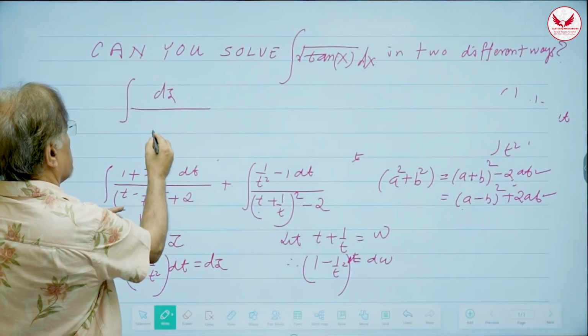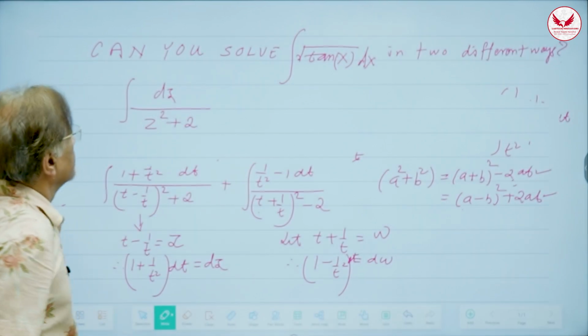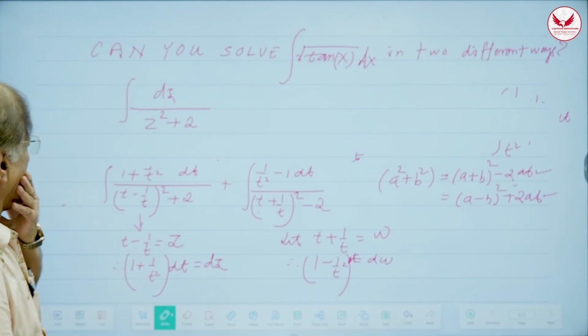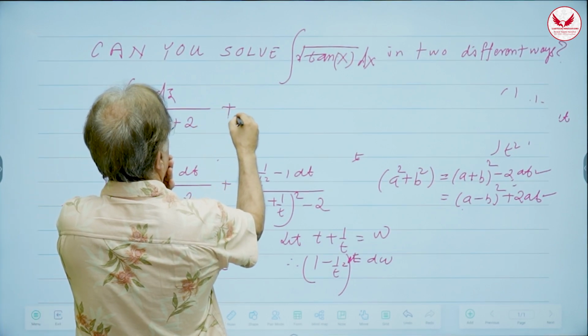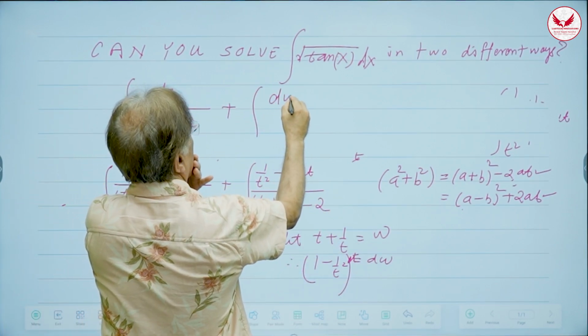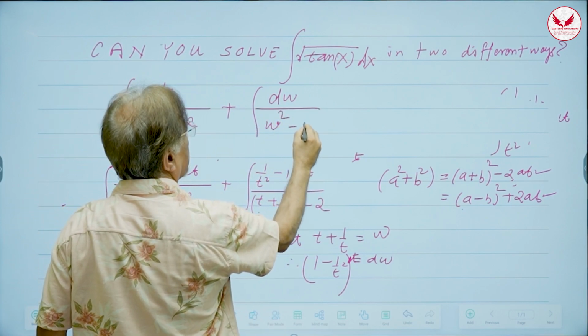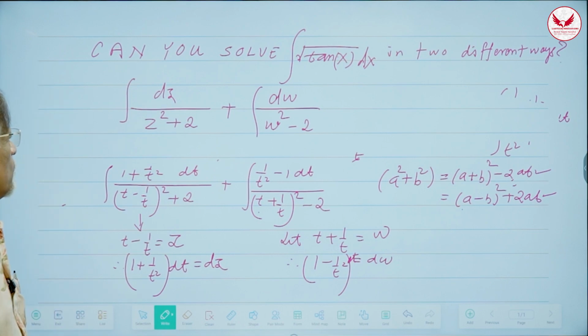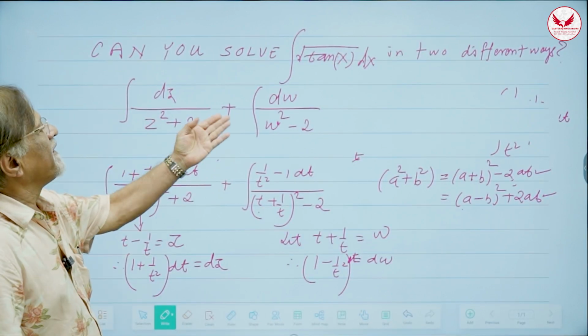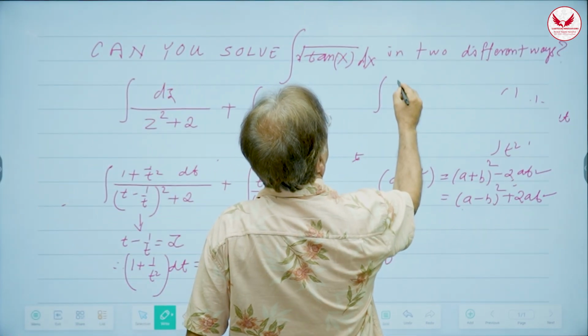And this expression is replaced by z square plus 2. See how simple it has become? In the same way, here, this expression becomes dw. And this expression becomes w square minus 2. Now, those of you who are familiar with the formulas of integration, these are standard integrals. Now, what are the standard integrals? I'll tell you one thing.